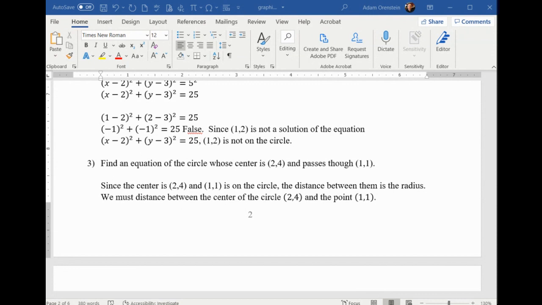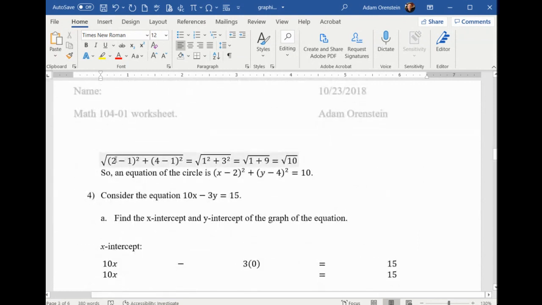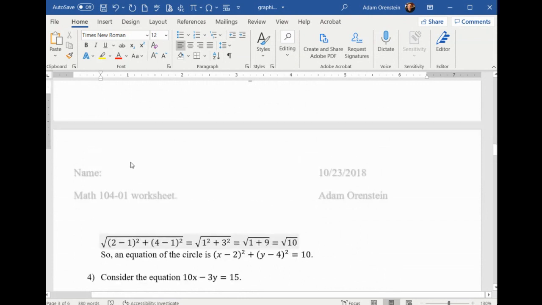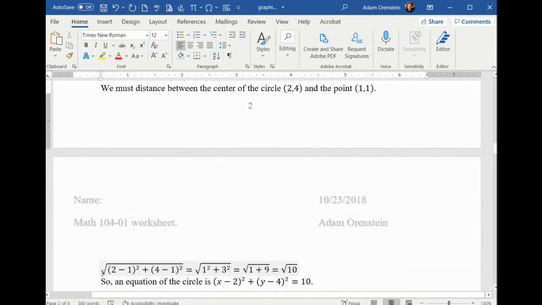And for the equation of a circle, we need the center and we need the radius. So let's get the radius. We have to get the distance between the center and the point (1, 1). Okay, we just use our distance formula. So we plug it in. This is the distance between (2, 4) and (1, 1): the change in x coordinates squared plus the change in y coordinates squared.